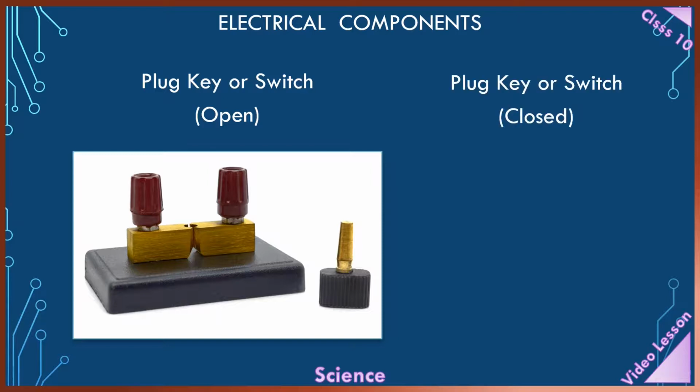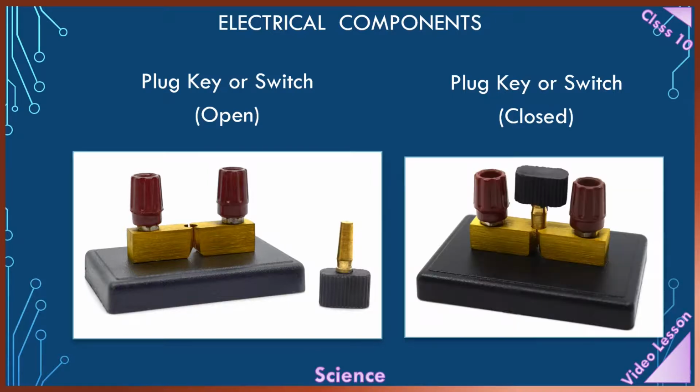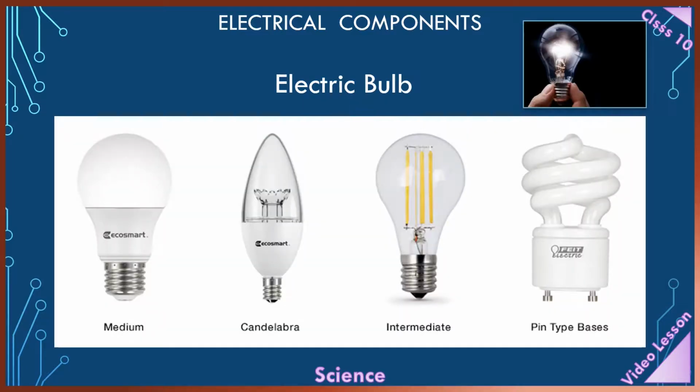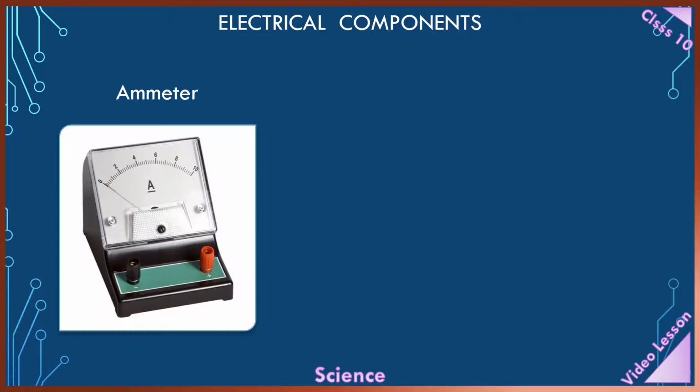Plug key or switch closed. When plug key is closed, current flows through the circuit. Electric bulb. Ammeter. An ammeter is a measuring instrument used to measure the current in a circuit.